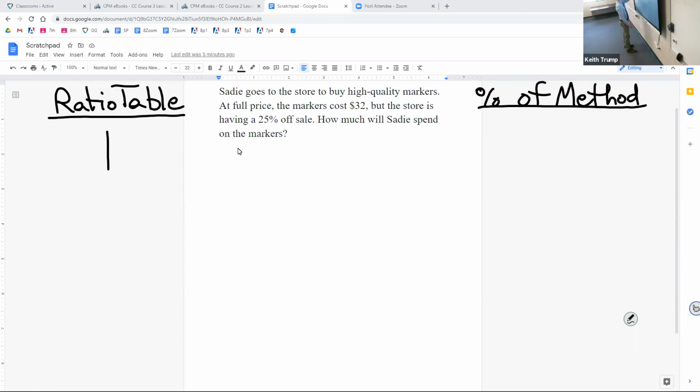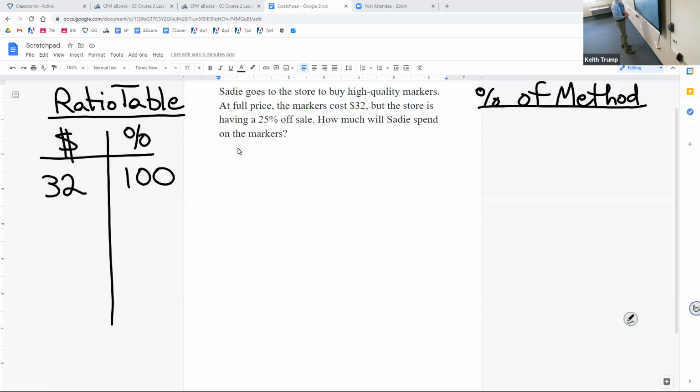In a ratio table, you have 2 columns, and you need to label the columns. In this situation, one column is going to have money in dollars, and the other column is going to have a percentage. Now, I'm going to write down the information that the problem gives me. So the dollars here, it tells me that the full price is $32. Full price, that means 100% is going to be $32. But the store is having a 25% off sale, and I need to know how much she pays in total.